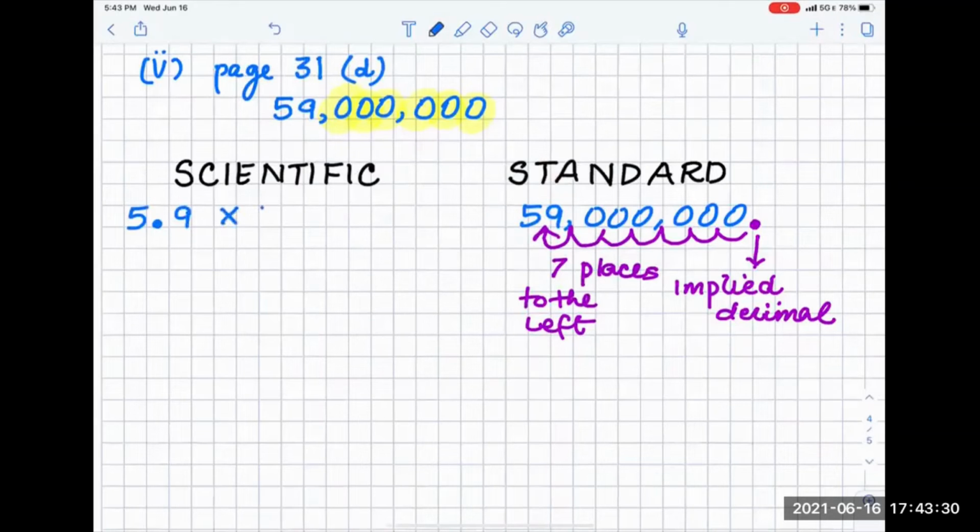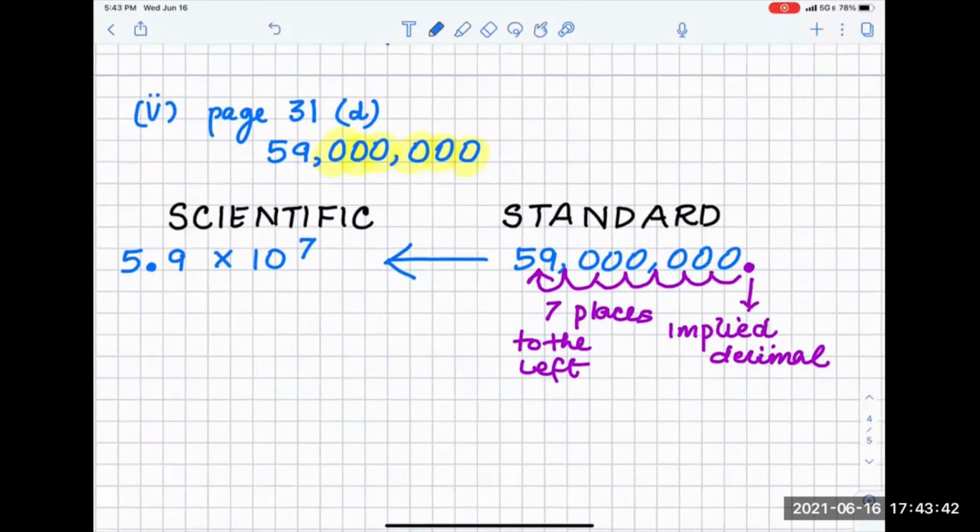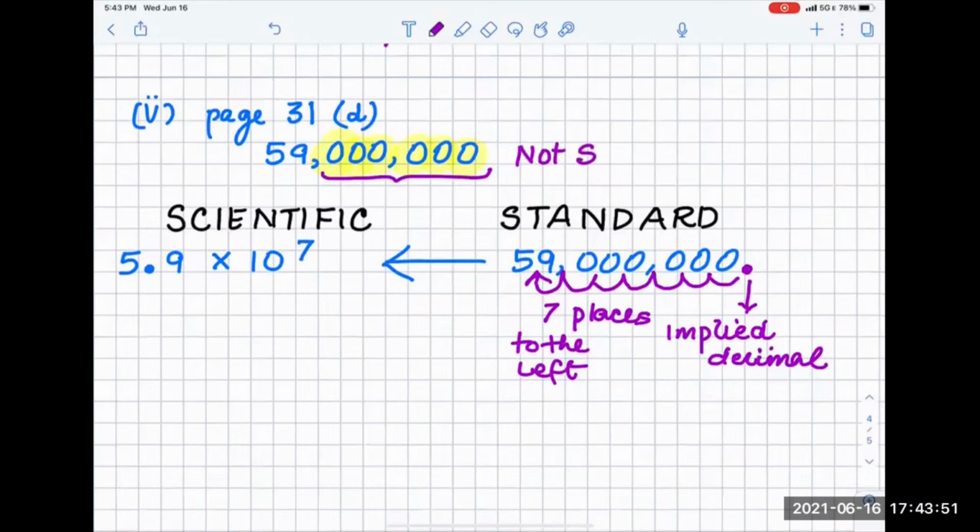And so when you do that, the same number can now be written as 5.9 times 10 to the power 7. So you see, when you move the decimal 7 places, you can write it in scientific notation. So from that perspective, yes, these zeros can be dropped off, or are considered not significant figures, because the same thing can be written in scientific notation. So from that perspective, this only has 2 significant figures. So keep that in mind. And which are those 2 significant figures? These ones, 59. Okay, so that's one thing.